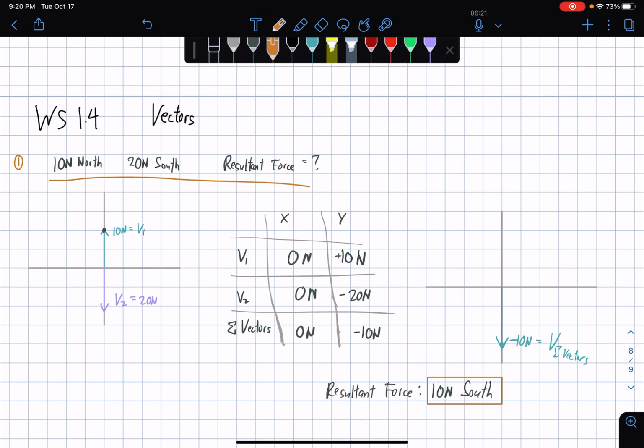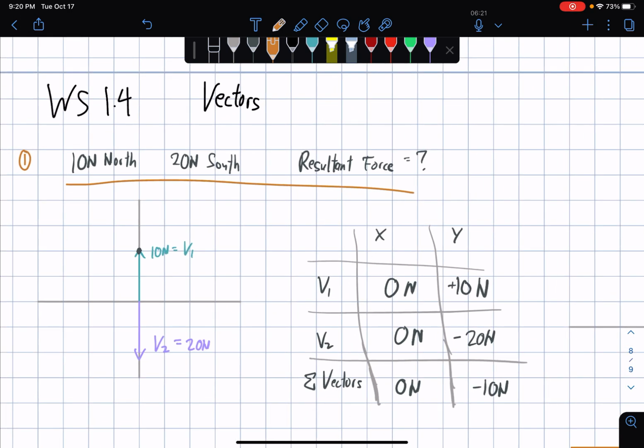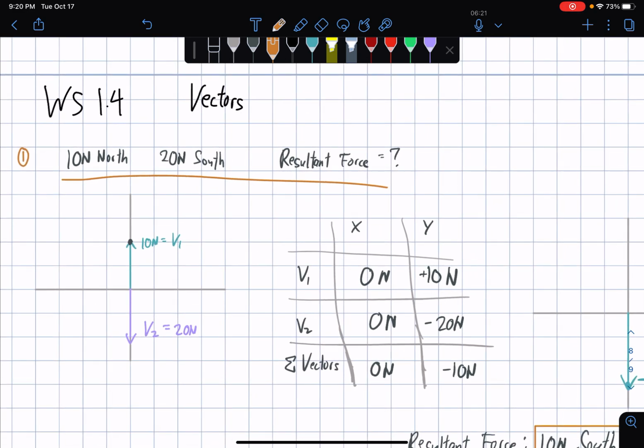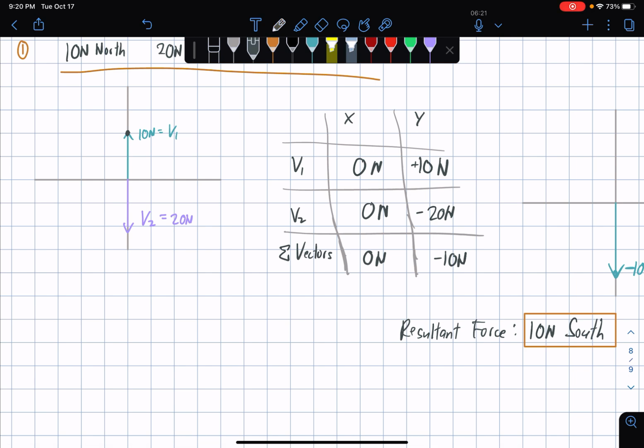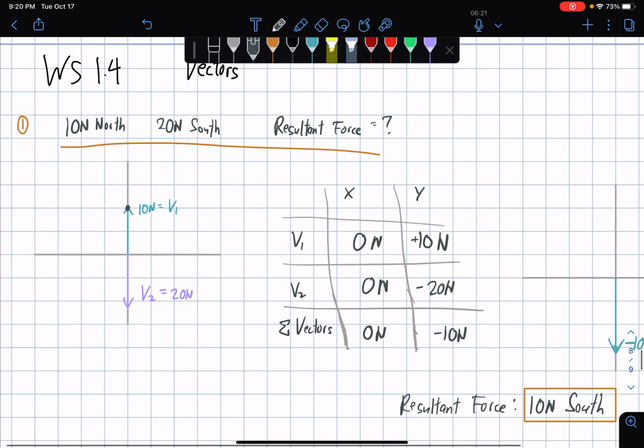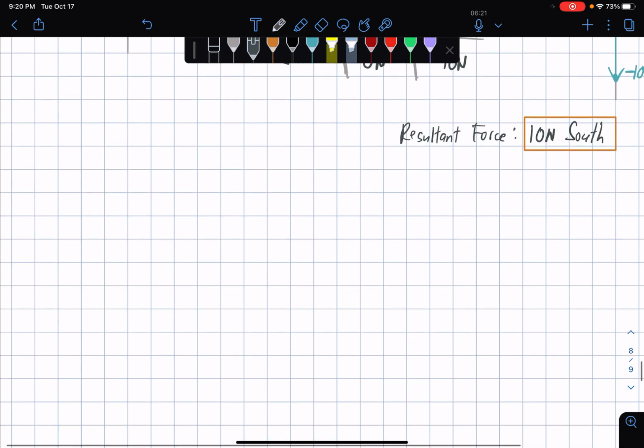But for number one, we're only given a simple example. There's no northeast or northwest, something like that. Only one direction, either north or south. So let's try number two.